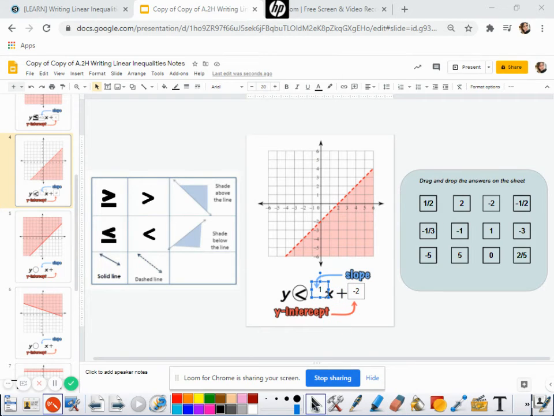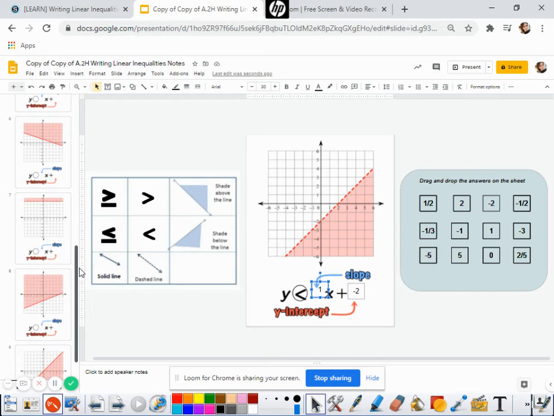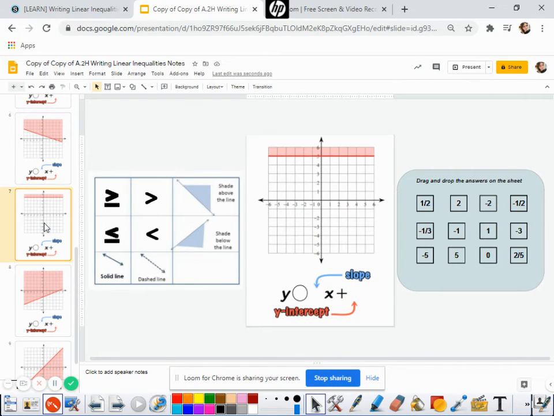Let's go to slide number 7. Oh, this is a hard one, huh? Y'all think it's hard? It's not hard at all. First of all, the y-intercept is right there at 5. So let's drag my 5 here. Second of all, it's shaded up, right? And it's a solid line. So I know that my inequality symbol has to be greater than or equal to because it's shaded above and it has a solid line. So move that over.